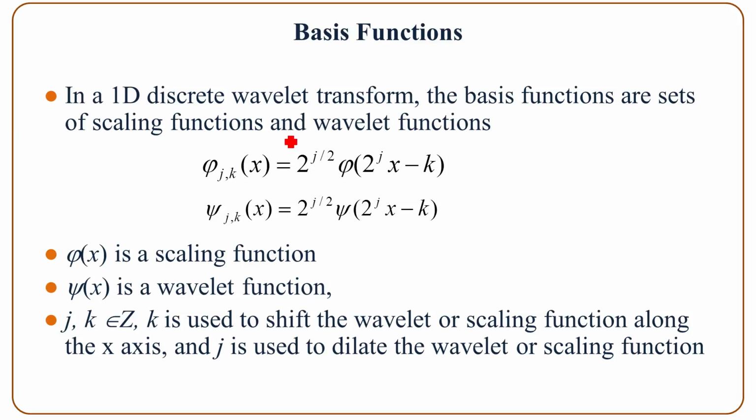So, as you can see, phi of x is a scaling function and psi of x is a wavelet function. J and K: K is used to shift the wavelet or the scaling function along the x-axis, and J is used to dilate the wavelet or the scaling function.